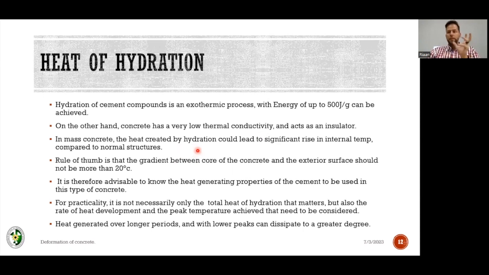But that is just giving you an idea how much heat is inside that concrete. So the rule of thumb with heat of hydration is that there should not be a temperature gradient between the core of your concrete and the exterior surface of more than 20 degrees. If you have that temperature gradient of more than 20 degrees, you can imagine that your center is 20 degrees warmer than the outside of your concrete. And if something heats up, it tends to expand.